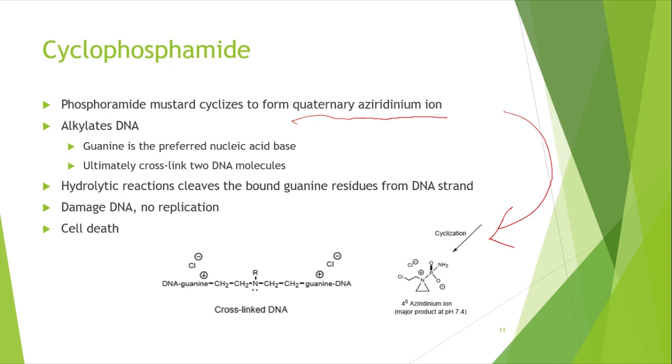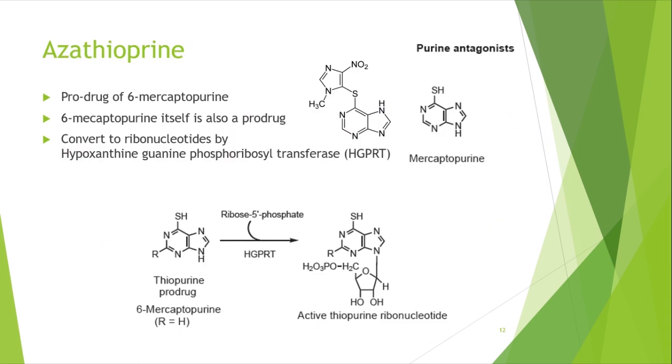Now this ring, at this stage, is finally doing its job. It alkylates DNA. Basically, you are cross-linking the DNA at the guanine base, the preferred nucleic acid base, being chained together as shown in this graph here. Ultimately, you have two strands stuck together permanently. Basically it is DNA damage. No replication happens. Cell death. You killed off the cell. So it's cytotoxic in nature.